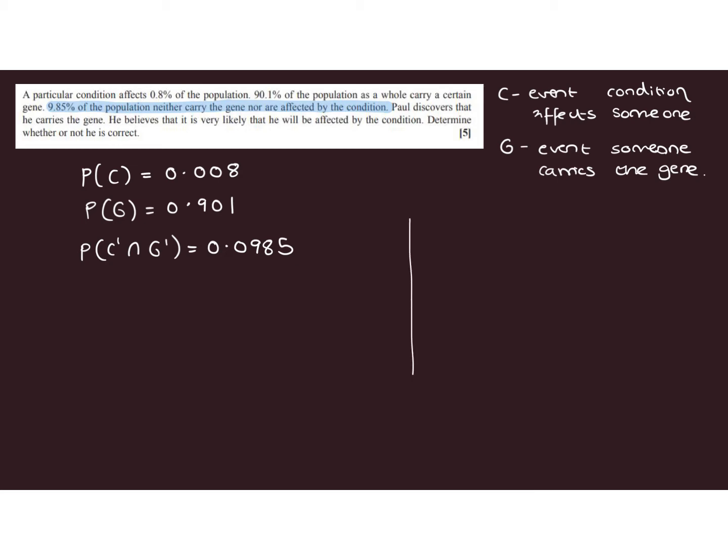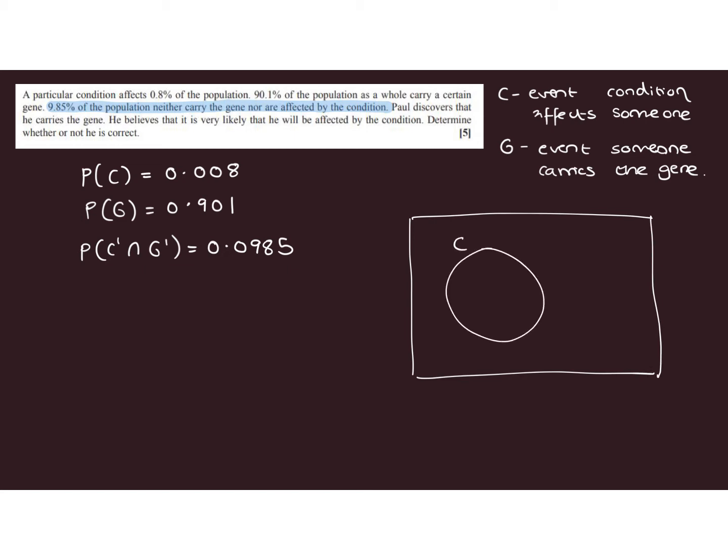Now I can represent this information, if I like, on a Venn diagram. There's obviously an intersection between people who are affected by the condition and people who have the gene. And the key piece of information to fit in our Venn diagram is this piece of information here, that people who do not have the condition or the gene, that's 0.0985 here.